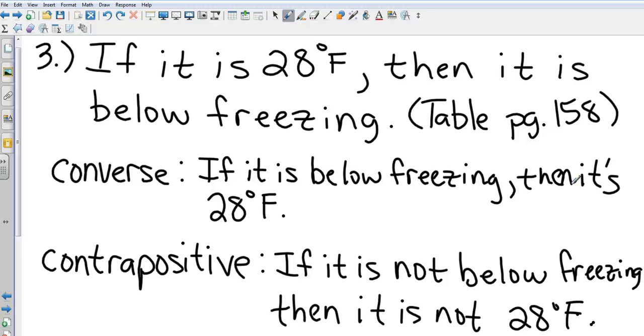Okay. What's the one that we didn't use? Inverse. What would the inverse be? Now, hang on, Maddie. What would the inverse be? If it is not 28 degrees Fahrenheit, then it is not below freezing.